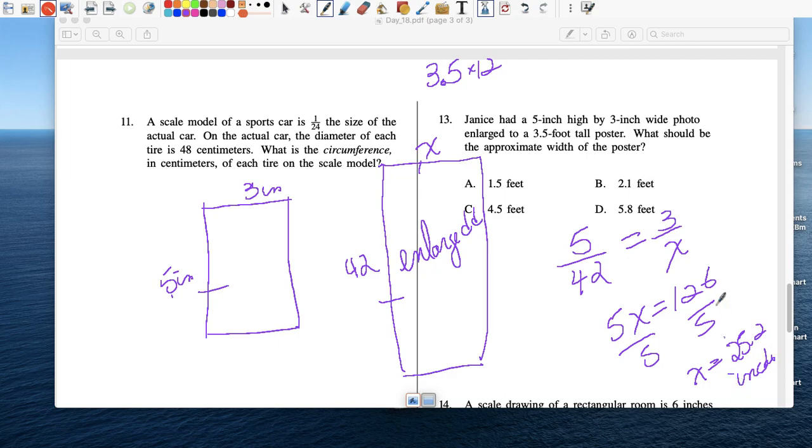So 25.2 inches, and they have it in feet. 12 inches is 1 foot, so 25.2 inches is about 2 feet and change. The only one that has 2 feet and change is that one. So 13 is B.